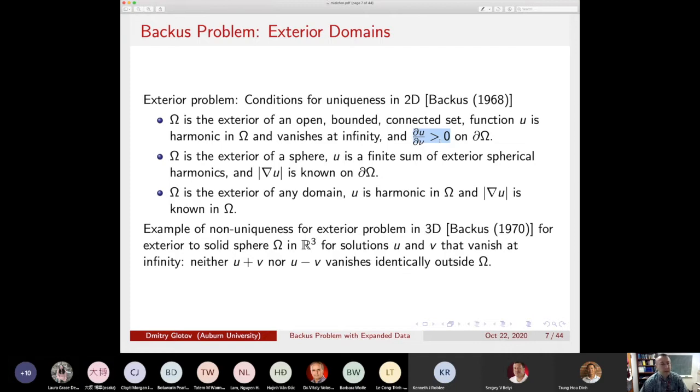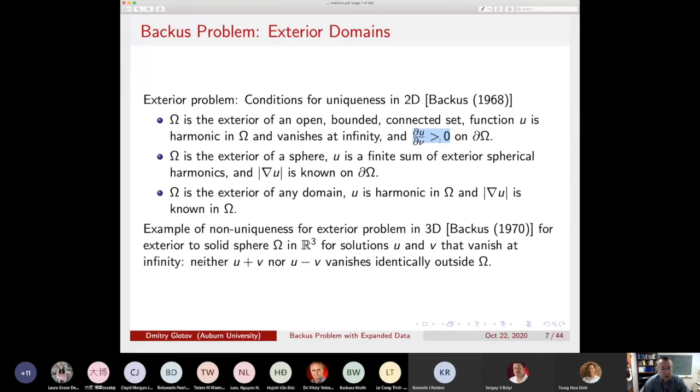Then some other examples, I guess, coming from the techniques used in geosciences. If the U is a finite sum of exterior spherical harmonics, so this comes from the decomposition of a function using the separation of variables technique. So if U is a finite sum, then we can determine the function u with the prescribed magnitude of the gradient. And another condition is that if we know the magnitude of the gradient in all of the exterior domain omega, then the uniqueness is guaranteed.